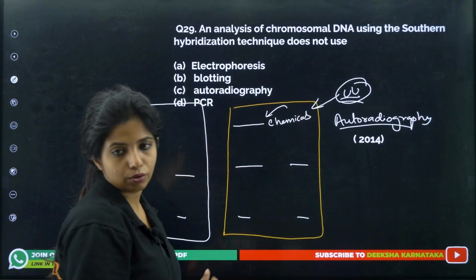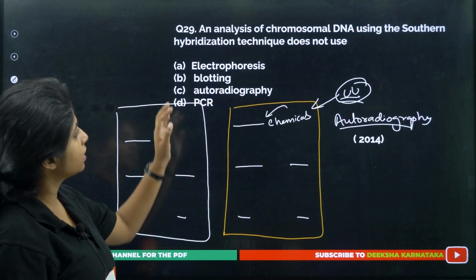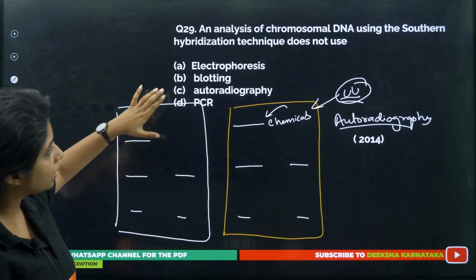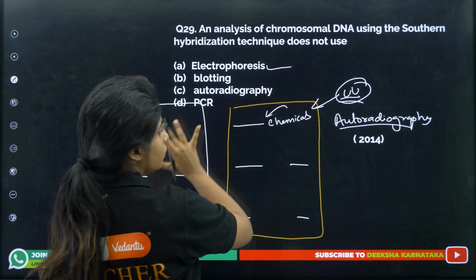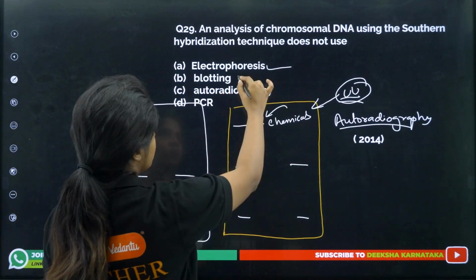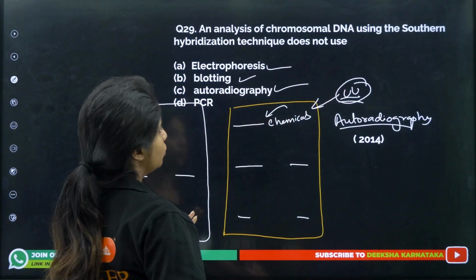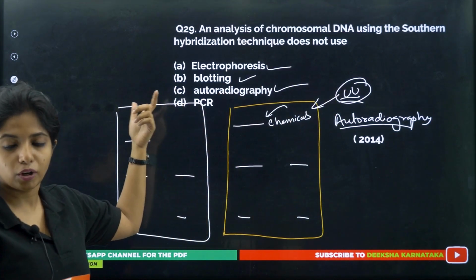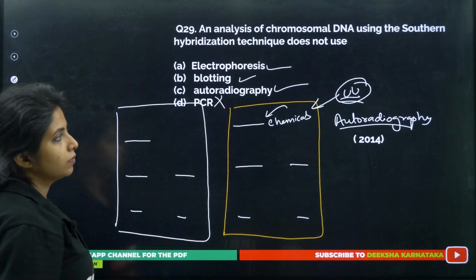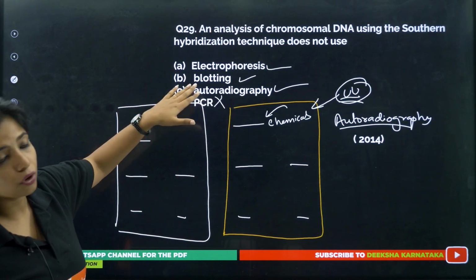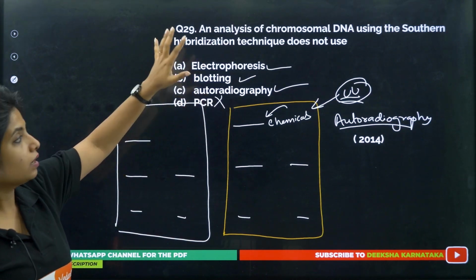To view them properly, to view the DNA strands. So yes, in the Southern hybridization technique, I need electrophoresis to happen. I need blotting, where I am taking a paper and blotting things down. I need autoradiography being done over there for viewing things. PCR, polymerase chain reaction, is not needed over here. So this is not of any use in the case of the Southern hybridization technique.